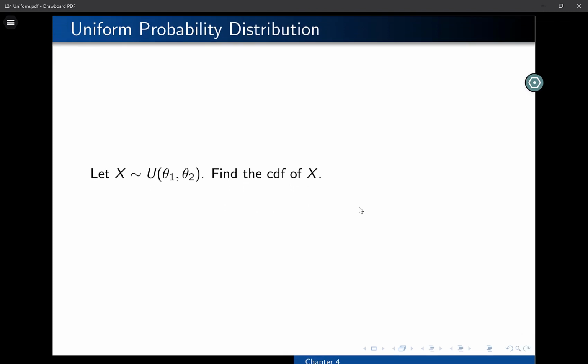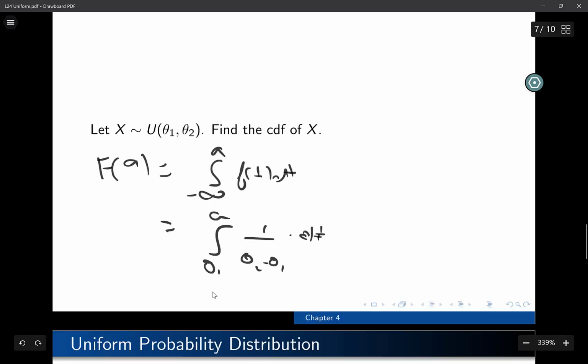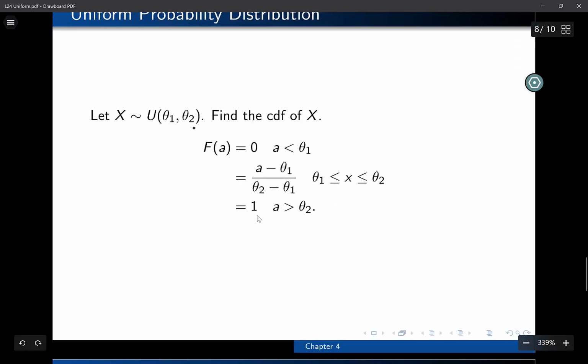Then we are going to find the cumulative distribution function of x as well. So if you remember, the cumulative distribution function F at a is the integral from minus infinity to a of f of t dt. This is the density, but this distribution only lives from theta 1 onwards, so the integral is from theta 1 to a, and the density is 1 over theta 2 minus theta 1 dt. So you'll simplify this to get the CDF. This is how the CDF looks like. See if you're able to get this on your own.